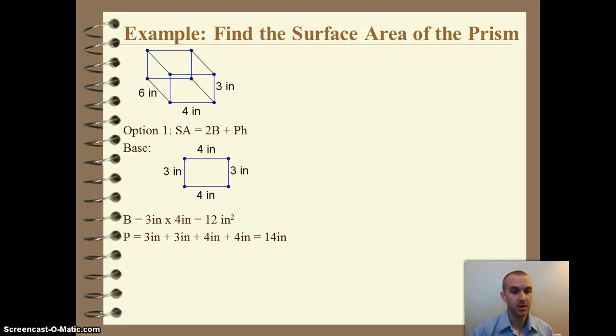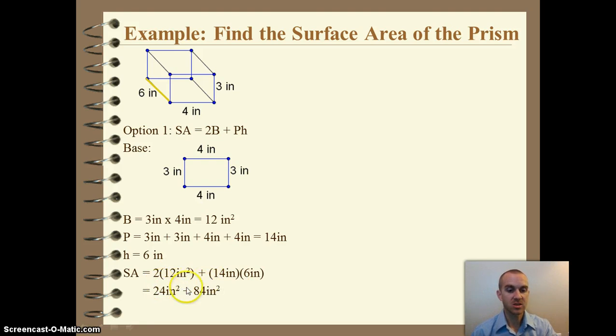So the perimeter then would be adding up the 4 sides: 3 plus 3 plus 4 plus 4. And that's going to give me 14 inches. Then I recognize my height, and you can see that it highlighted here, is that distance from one base to the other. In this case, that's 6 inches. So I put all those pieces together, 2 times the area of the base plus the perimeter times the height. And what you should recognize here too is that this is already in inches squared, and this becomes inches times inches, so that becomes square inches as well. I sum my two values and get 108 square inches.